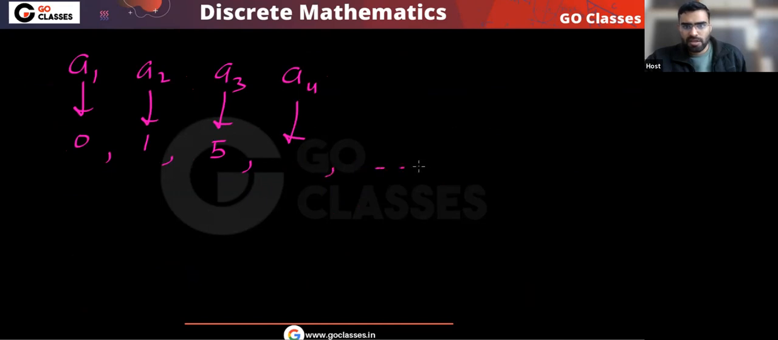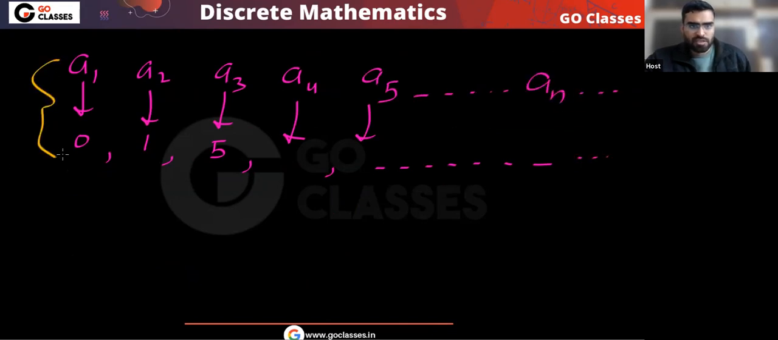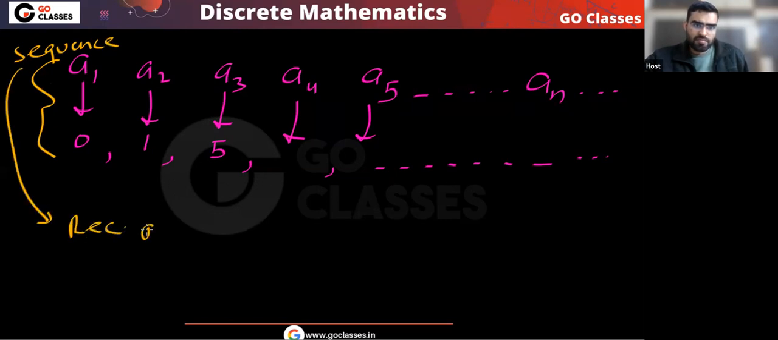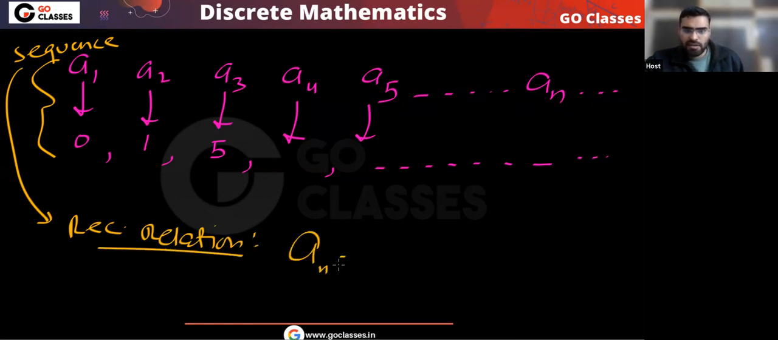So for this sequence, this is your sequence, we have a recurrence relation. And what is that? The recurrence relation is an is equal to 2an minus 1 plus 2an minus 2 plus 3 power n minus 2.